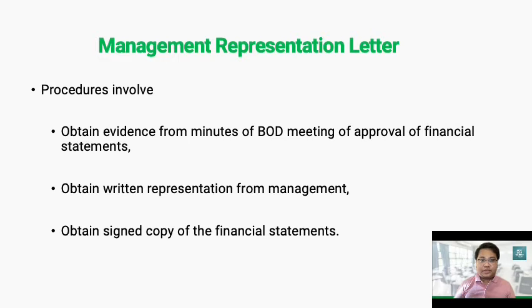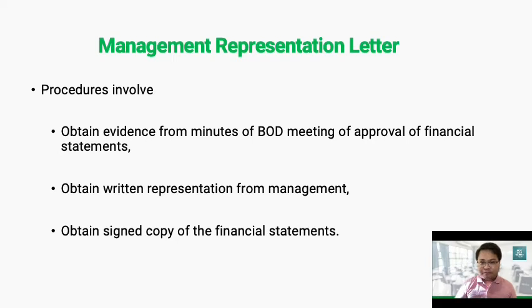Our procedure with respect to obtaining the management representation letter is to obtain the minutes of the Board of Directors meeting approving the financial statements. Usually in one of the meetings of the Board of Directors after year end, they should adopt a resolution approving the financial statements after our audit. And we obtain written representation from management. It's a letter signed by the management acknowledging their responsibility over the financial statements. We should also obtain a signed copy of the financial statements.